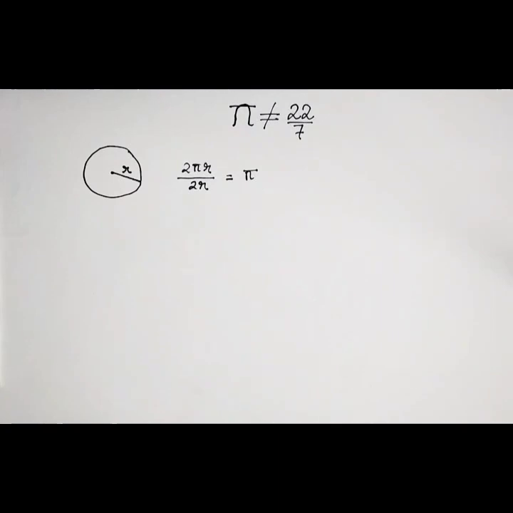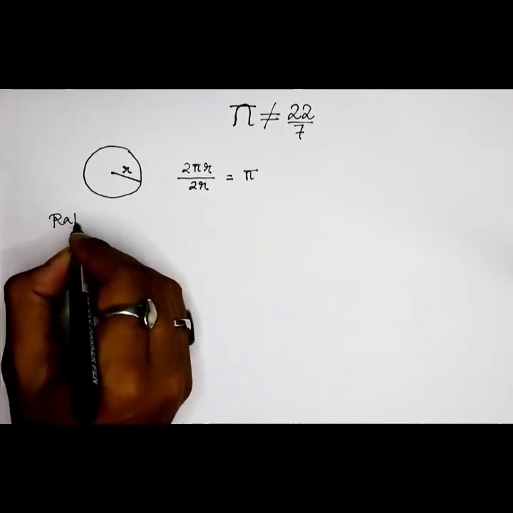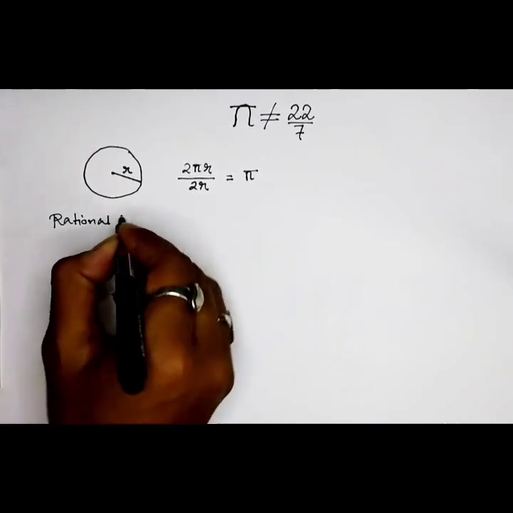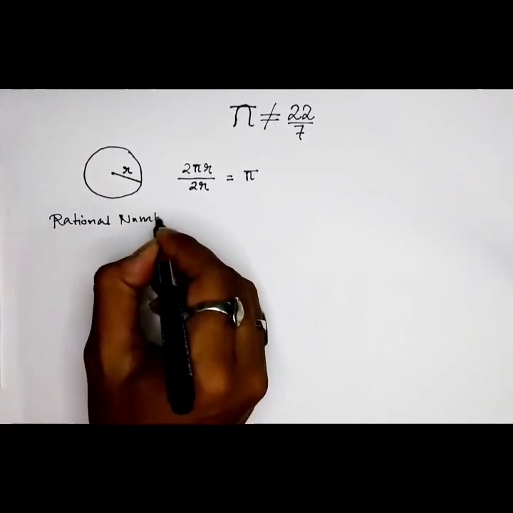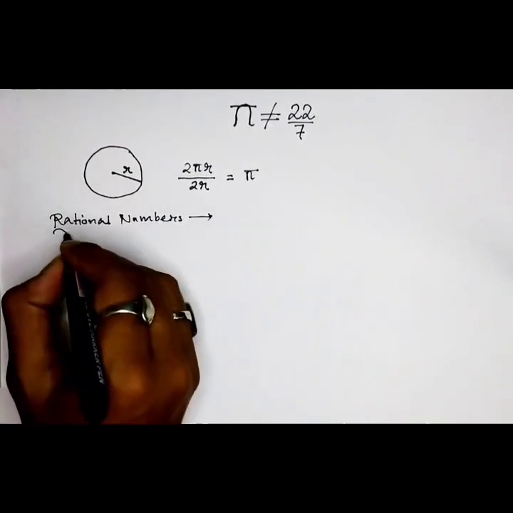In our mathematical calculations, we frequently use the value of pi as 22 by 7. But why? Before that, we have to know about rational and irrational numbers. So what is a rational number?